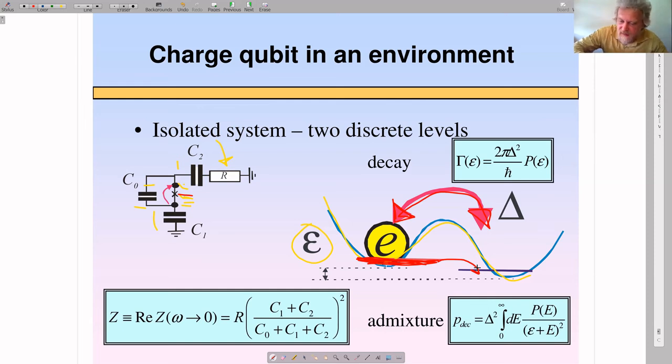So the rate of decay will be proportional to some tunneling amplitude. Actual value is not very important. What is more important is the dependence on energy bias, which is given by P of E function. Good. Now let us understand what kind of P of E function we need to use.